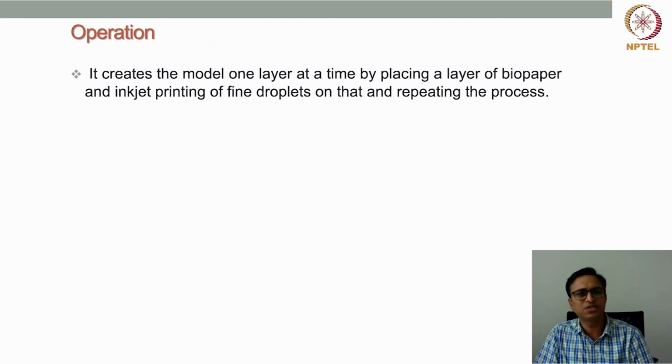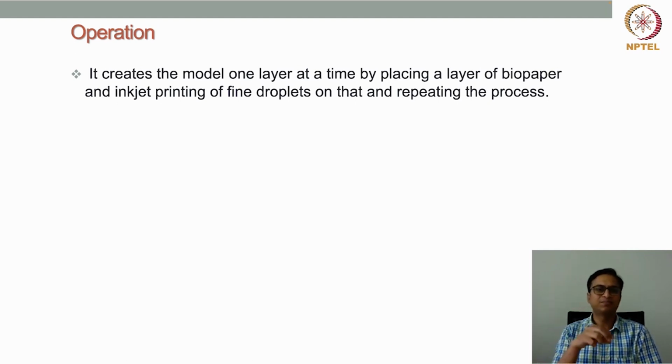If you look at the operation of this technology, it creates the model one layer at a time by placing a biopaper and putting droplets on top of it, then putting another biopaper on top of that. Because in this case we use droplets, we cannot create a 3D structure with droplets alone. That's why a support layer called biopaper is used to develop the 3D structure. One layer of biopaper is put on the printing stage, and then the droplets are placed on top of that.